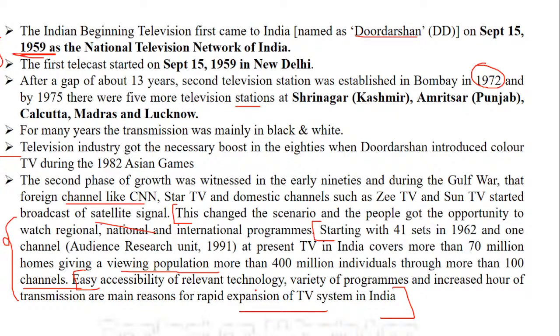So basically, when we talk about educational television, which started in the year 1959, it took a leap after a gap of 13 years in 1972, then 1975, bringing 5 stations, and then there was rapid change. So technology, variety of programs and transmission were the more important elements which got a rapid expansion in television, okay, in India.